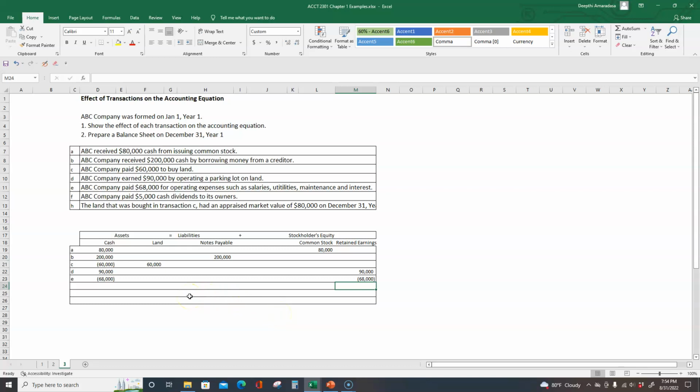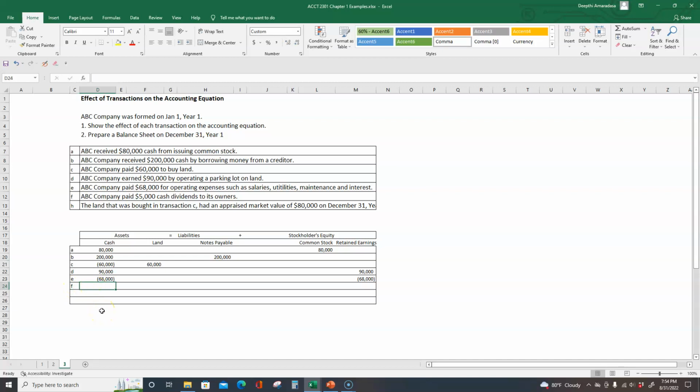Is our accounting equation in balance? Yes, it is. Assets decreased by 68,000, retained earnings, or rather common stock, decreased by 68,000. Let's look at the next transaction.